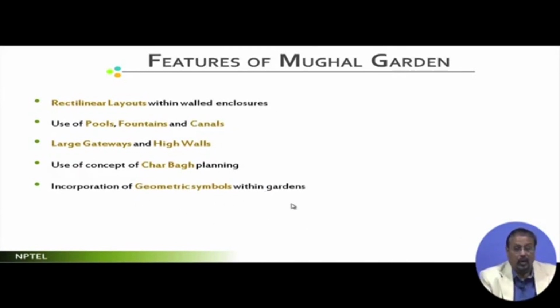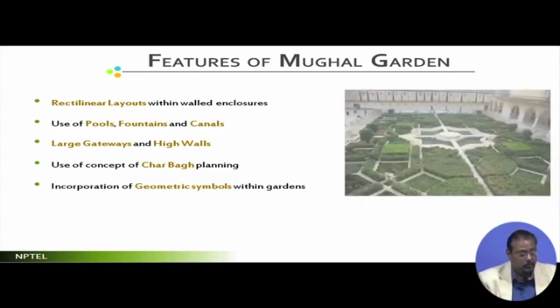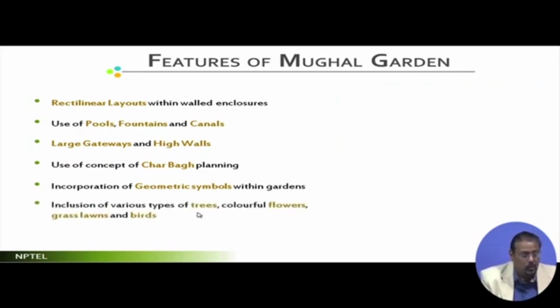Incorporation of geometric symbols within gardens. As I said, all the geometric symbols that they have used in the architecture of jalis or nets or meshes or screens in the building elements, they have also followed here. If they have done that for line works on the surfaces, they have also used it in the gardens, like this. And also the inclusion of various types of trees, colorful flowers, grass lawns and birds. So basically, out of nothing in a large hot arid region, they created gardens, which become a real retreat or a place of respite.